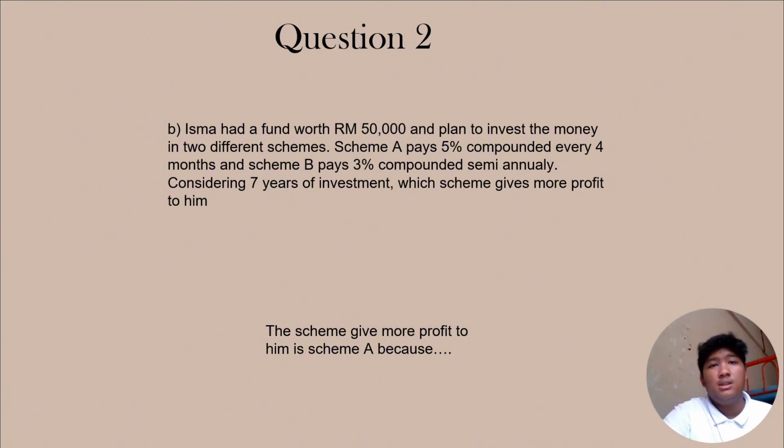Question 2B. Isma had a fund worth RM 50,000 and planned to invest the money in two different schemes. Scheme A pays 5% compounded every 4 months and Scheme B pays 3% compounded semi-annually. Considering 7 years of investment, which scheme gives more profit to him?